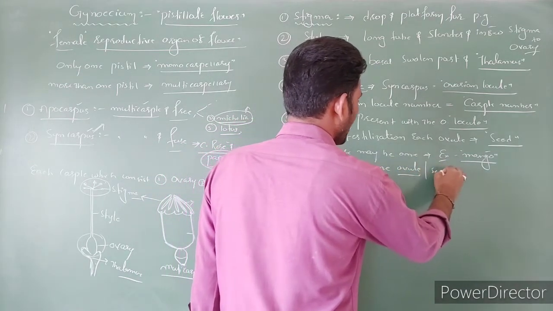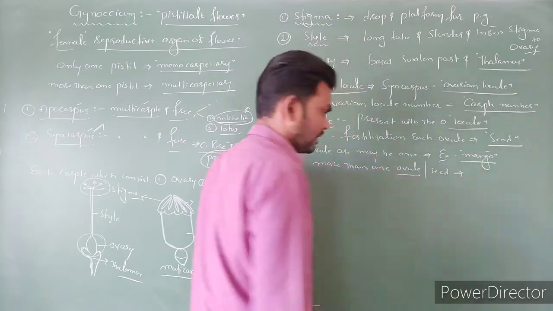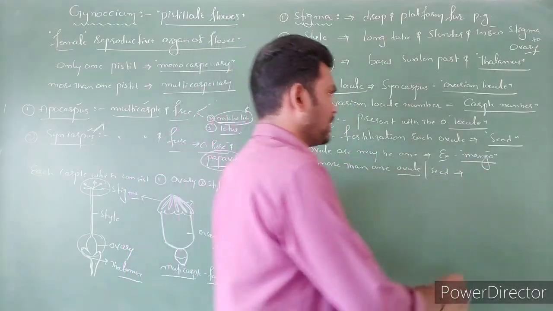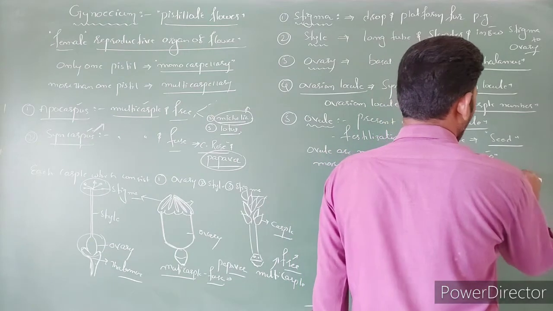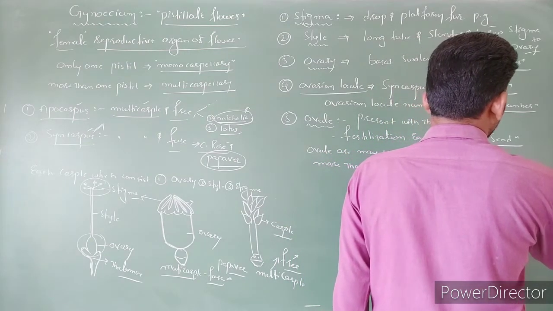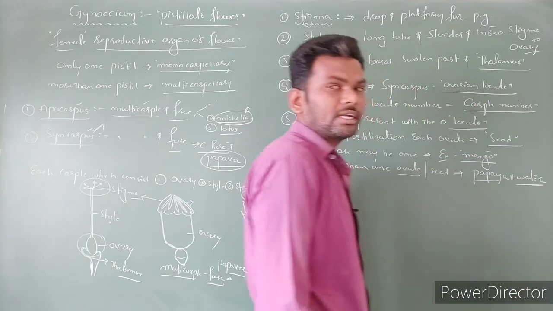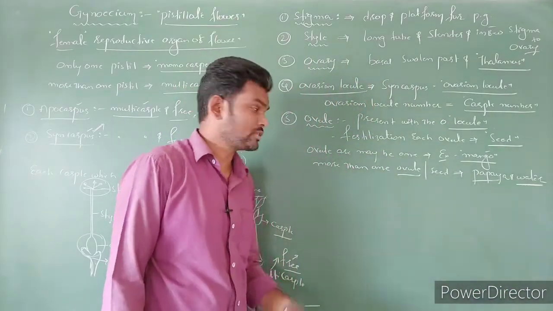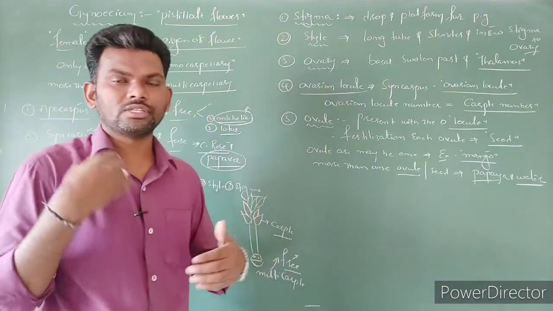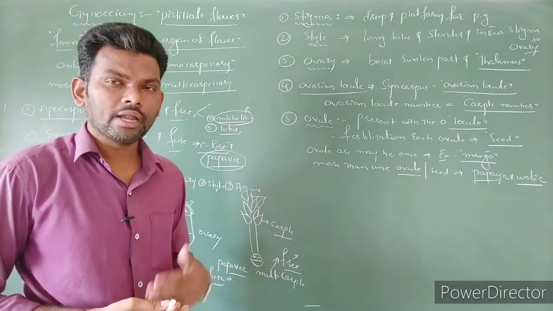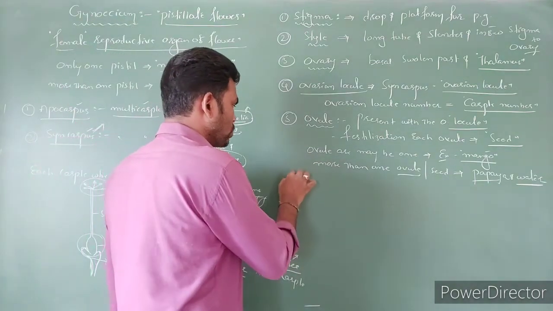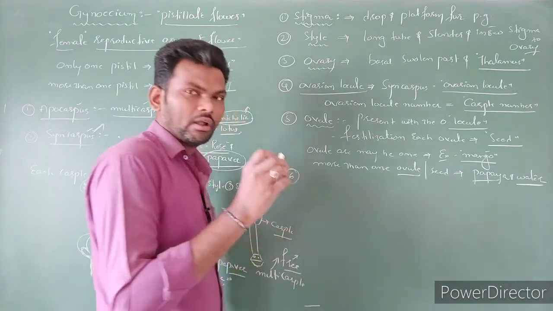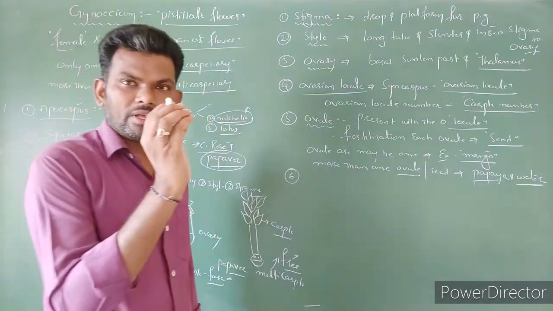Sometimes more than one ovule after fertilization becomes what? Seed. For example watermelon, papaya. In this case the fruit contains a number of seeds. Number of seeds means number of ovules. After the fertilization, this number of ovules becomes what? Number of seeds, right?